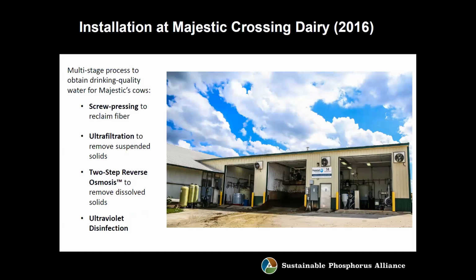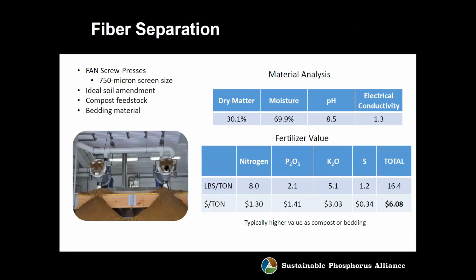It's sort of a 3-bay system where we have a manure pit and some process tanks in the leftmost bay, screw presses in the center, and then our ultrafiltration and 2-step RO process in the rightmost bay in this picture. And many of you are probably familiar with screw presses. They're very commonplace on farms.